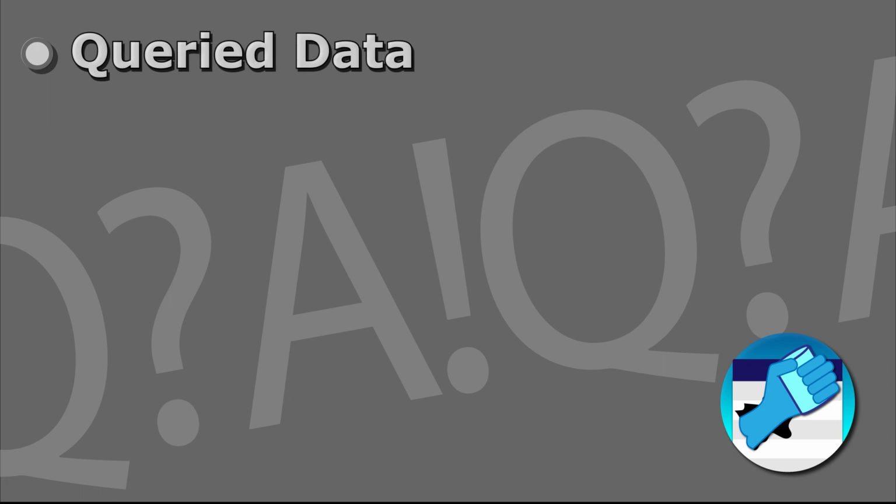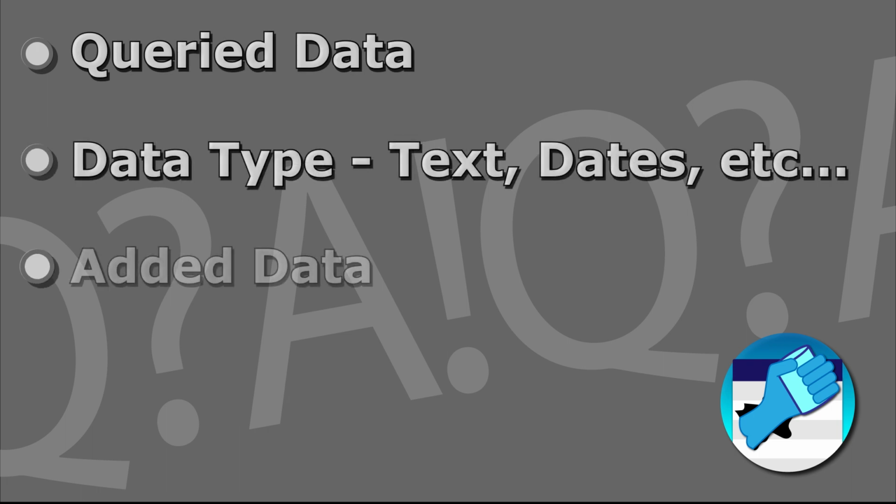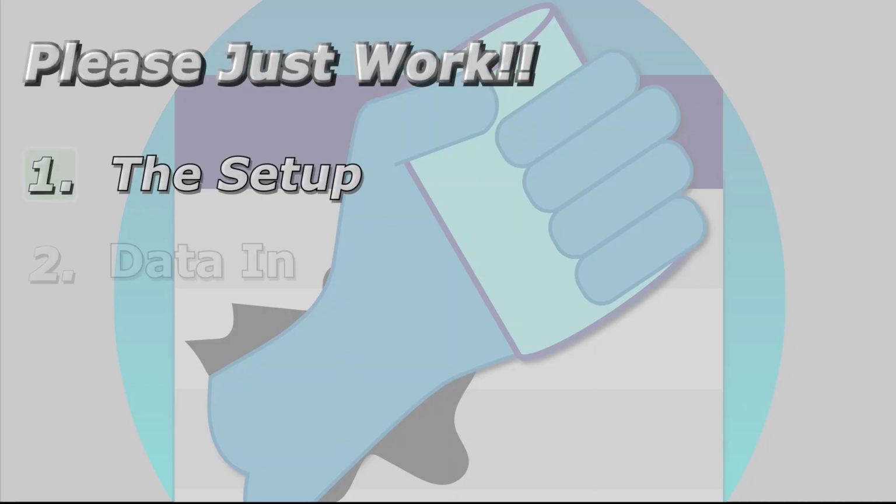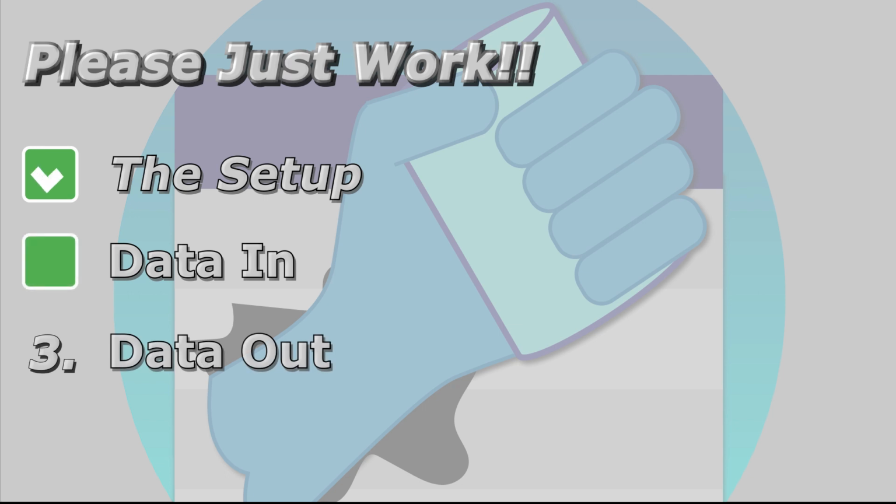So, in this part, we've performed Power Queries on our data, looked at data types, added an extra column within Power Query, and loaded data into the data model. Part 1, the setup, and Part 2, getting the data in, are done. In Part 3, we'll look at getting the data back out of the data model. And in Part 4, we'll create graphs and tables from our results.